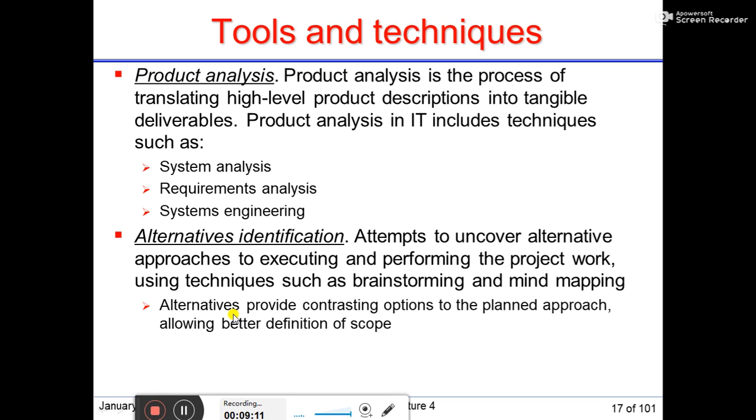Alternatives provide contrasting options to the planned approach, allowing better definition of scope. Suppose you develop a project and create a plan, and another competitor develops the same project using a different path or alternative approach, and that approach is far better than yours. Then obviously your product will not be successful in the market. That is why, while developing your own product, you need to understand other alternative approaches and steps through which your product can be executed. By having that analysis and identification, you can create the most advanced and needed approach to execute your project work.